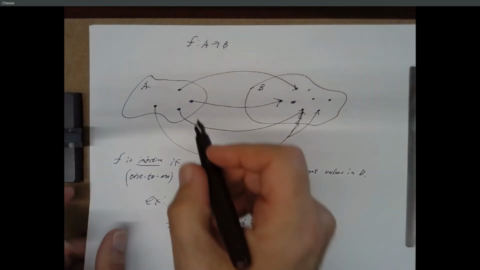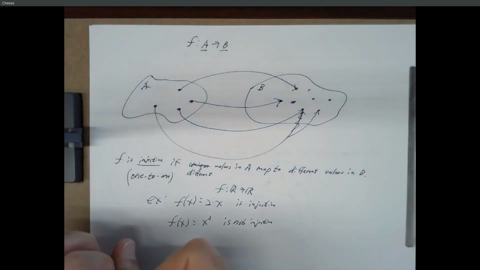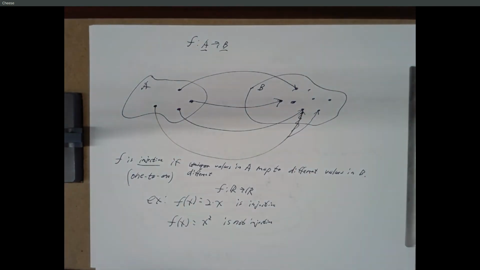If I say there's a one-to-one correspondence between two sets, it means there's a bijective function between them. We can think of it as each element here being associated with one element there. But if you say one-to-one function, you mean injective.